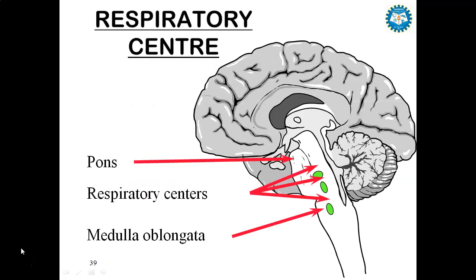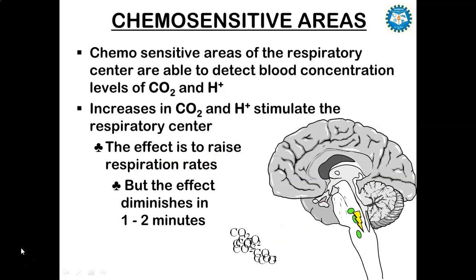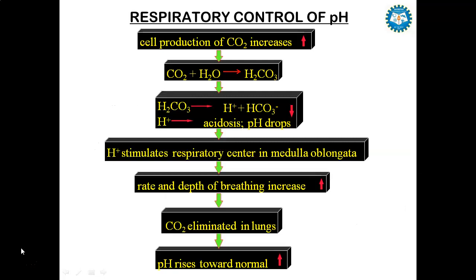For the respiratory system, it depends on brain control, so the pons, the respiratory center and the medulla oblongata, and chemosensitive areas, which stimulate the respiratory system. And this is the respiratory control for pH. Cell production of CO2 increases. CO2 plus water reacts to form H2CO3. H2CO3 will be separated into H+ and HCO3-. If H+ increases, it is called acidosis, and pH drops. H+ stimulates the respiratory center in the medulla oblongata. Rate and depth of breathing increase. CO2 is eliminated in the lungs. pH rises towards normal.